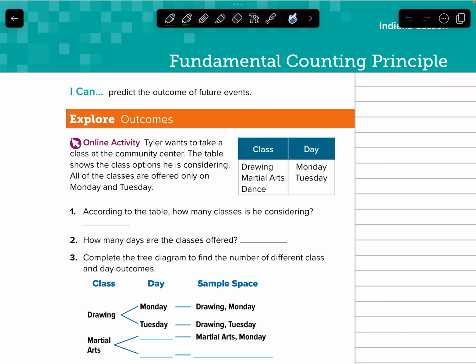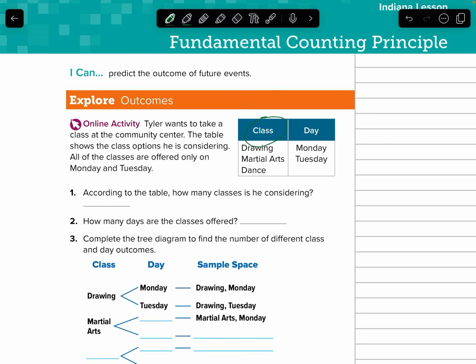Okay, so today I can predict the outcome of future events. According to the table, how many classes is he considering? Let's see, there are three classes here. We have drawing, martial arts, and dance. So there are 3 classes.